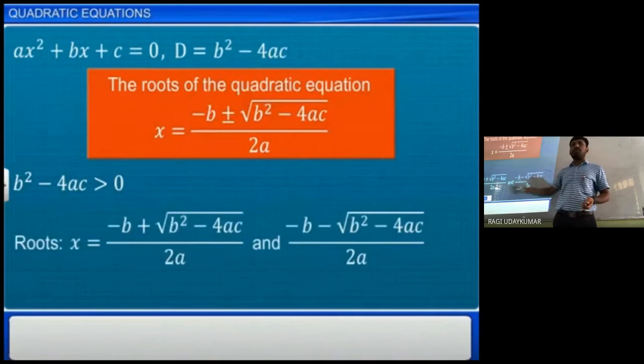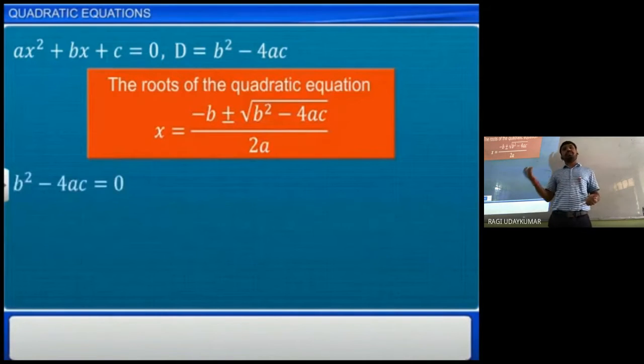Minus b plus or minus. So if b square minus 4ac is greater than 0, the roots will be minus b plus under root of b square minus 4ac by 2a, and minus b minus under root of b square minus 4ac by 2a. If b square minus 4ac is equal to 0, the roots are real and equal roots.